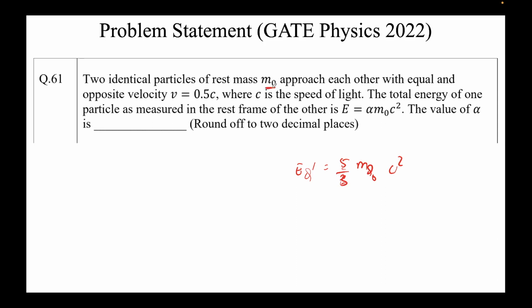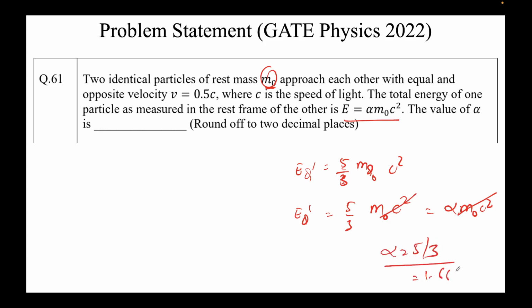Mq naught is nothing but m naught. This was given, two identical particles of rest mass m naught. So this will become 5 by 3 m naught c squared, and this is the energy that was given to us. So Eq prime is this, which is equal to alpha m naught c squared. M naught c squared gets cancelled. Alpha will come out to be 5 by 3, which is 1.666.